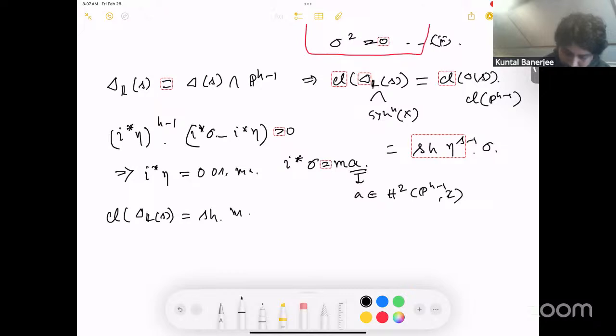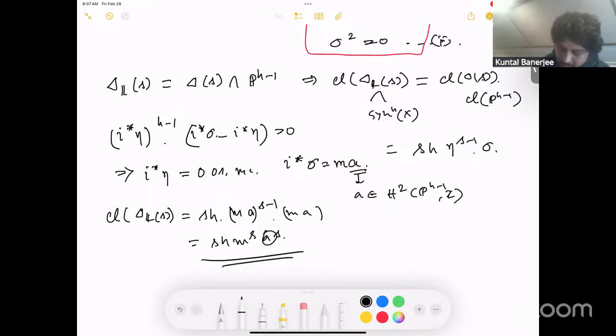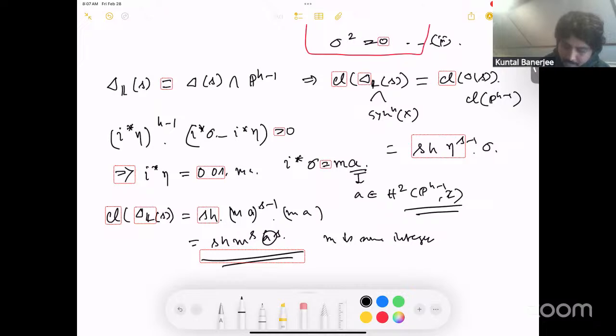SH same. M to the power s, a to the power s. So a is a fixed generator of this second integral cohomology group of pH minus 1, and m is some number, such that I star, that is the restriction of sigma, is m times a.